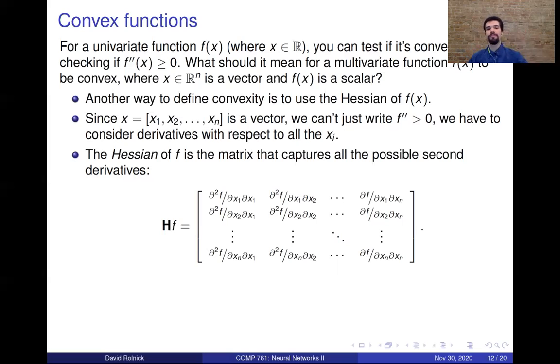More questions. Is the Hessian the Jacobian of the derivative? Yes. Laplacians are something different.